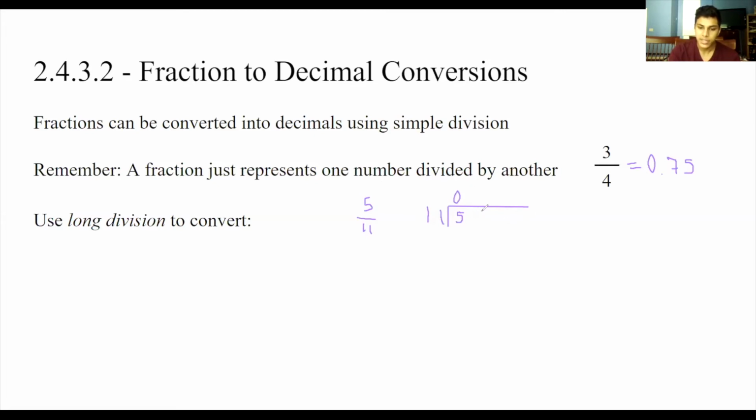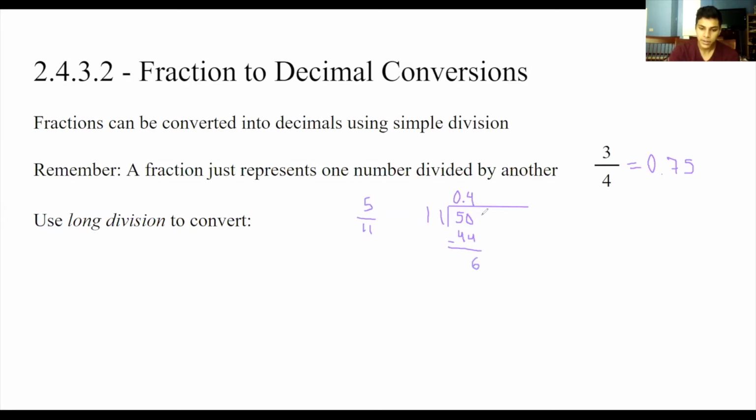So instead of just saying 0 remainder 5, what I do is I add a 0 here, and I add a decimal point in my answer. So now 11 goes into 50 4 times, right? Because 4 times 11 gives me 44. So if I subtract 50 minus 44, that leaves me with 6.